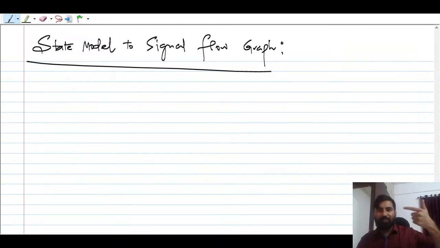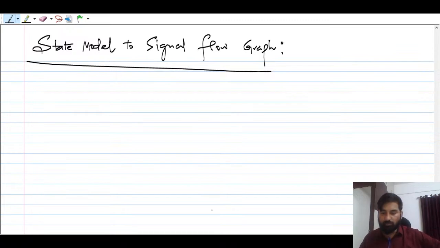You should always look at the arrows: how we are going from input to the state variable. The way you apply node equations, in a similar way you can write the equations here, and you can get the A matrix, B matrix, C matrix. So I'm going to show you.